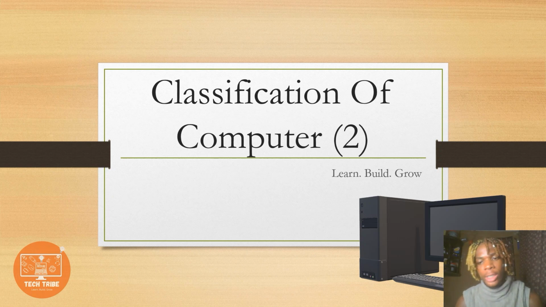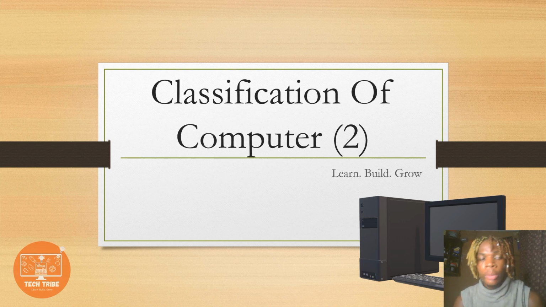Before we go into today's class, let's make a quick revision of what we learned in the last class. In the last class, we learned about the classification of computers based on their generation and based on their function. Based on the generation, we have five generations of computer, the first to the fifth generation, and in each generation, different computers were used and upgraded to move into the next generation.